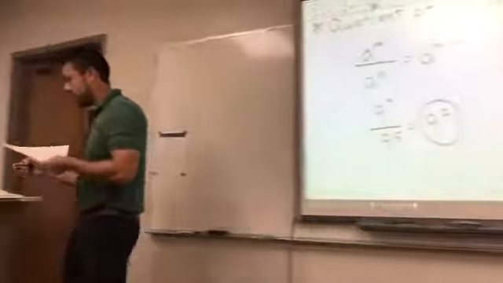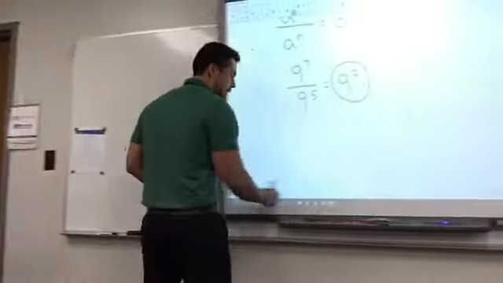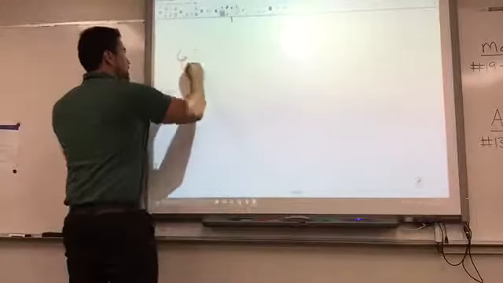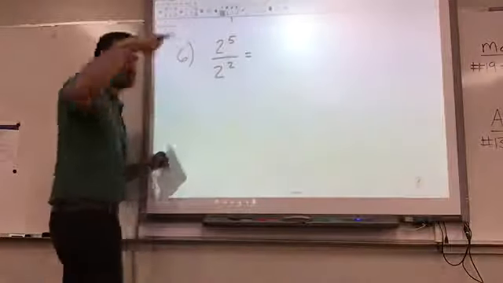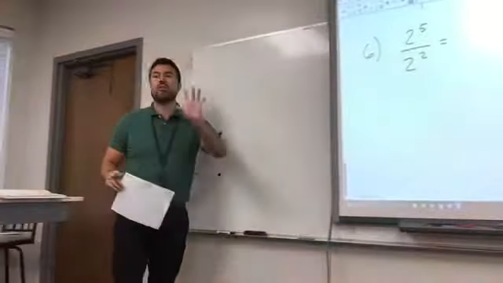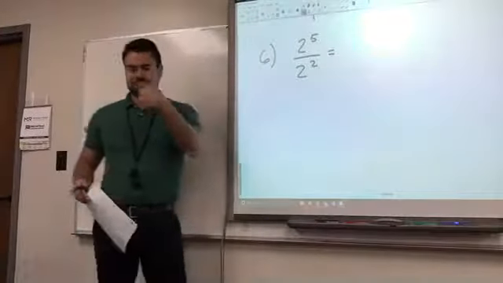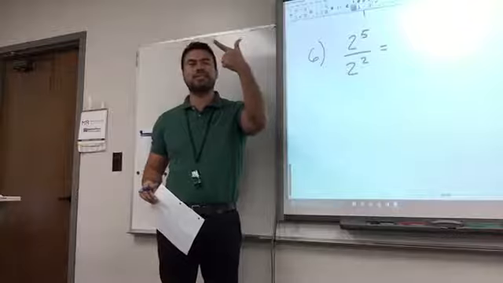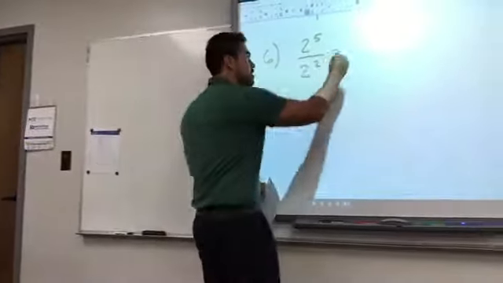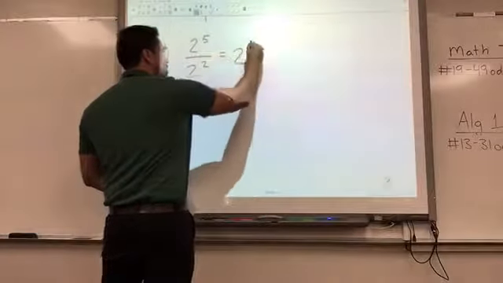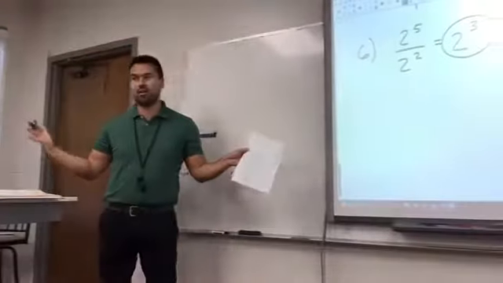Number 6 across the page: 2 to the 5th over 2 to the 2nd. So 2 to the 5th divided by 2 to the 2nd. All right, ready? Are we dividing powers? Yes. Do they have the same base? Yes. What can you do with their exponents? Subtract. So you get 2, 5 minus 2 is 3. 2 to the 3rd power. That's what you're doing here.